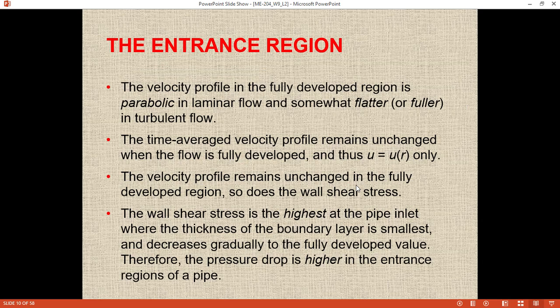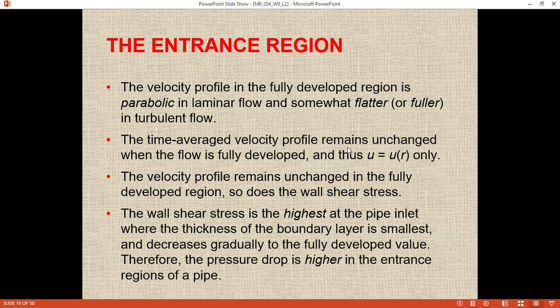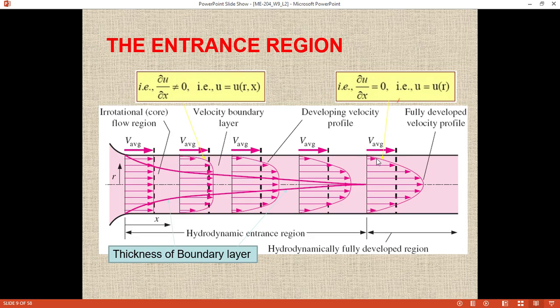Now let's move on to some important notes about the entrance region. The velocity profile in the fully developed region is parabolic in laminar flow, as you can see the parabolic shape here, or somewhat flatter or fuller in turbulent flow. So in fully developed flow, the profile could be laminar or turbulent.